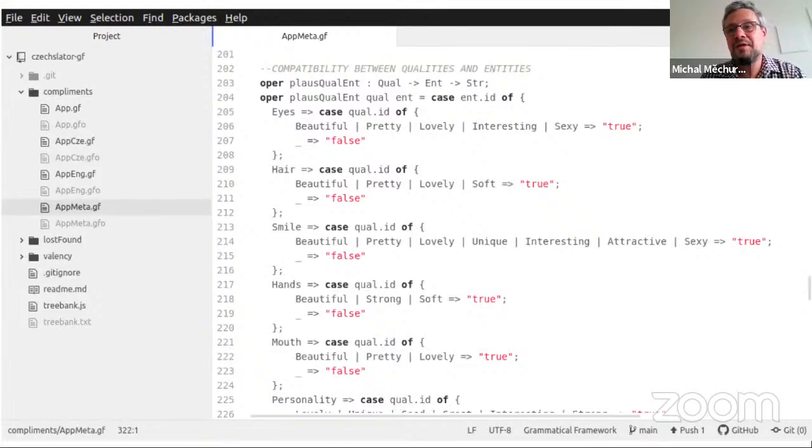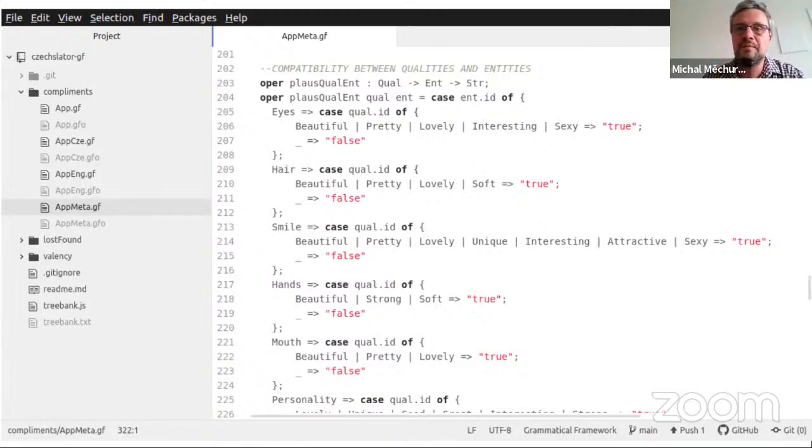In each of these application grammars, I have the abstract grammar, then the concrete grammar in English, which generates English sentences with the markup, with the square brackets, and then a concrete grammar in Czech, which generates the sentences in Czech. And then I have a third application grammar, which doesn't linearize into any specific language, but it linearizes into statements about whether or not this particular sentence is semantically plausible. So this is the grammar you're looking at now, right?